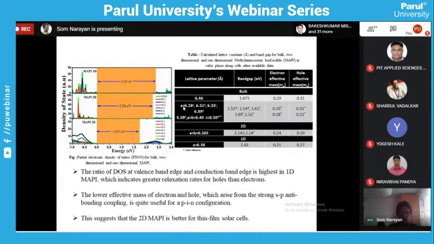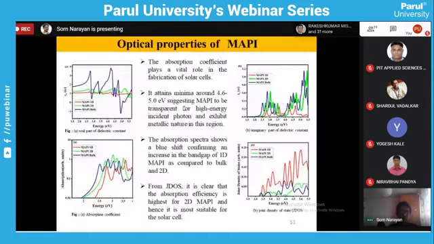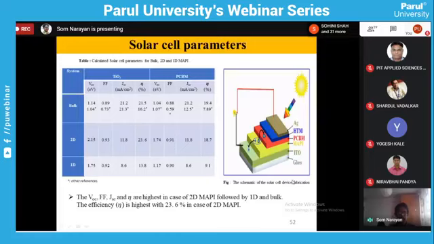and we found from the DOS that it can be used in a PIN configuration, and we confirm it from the optical properties of MAPI. Over here we can see the JDOS, the joint density of states, which shows that 1D is poor for solar cell devices, but it can be used for diodes or other applications. In a similar way, 2D MAPI shows a larger JDOS, which shows that 2D MAPI is even better as compared to the bulk form.